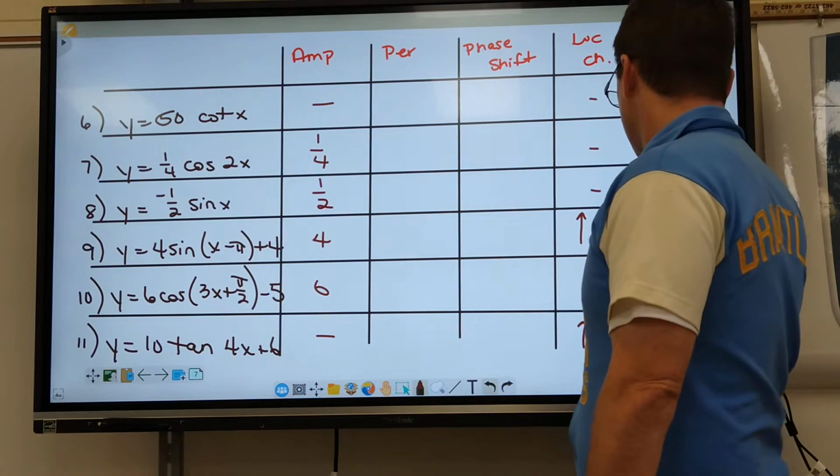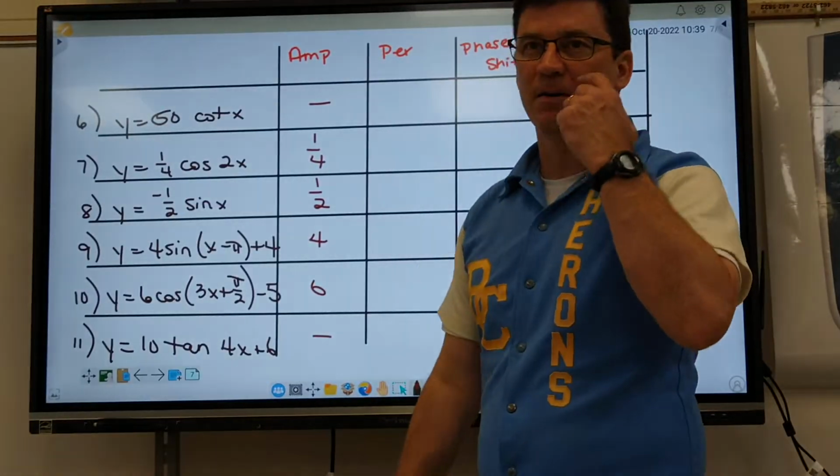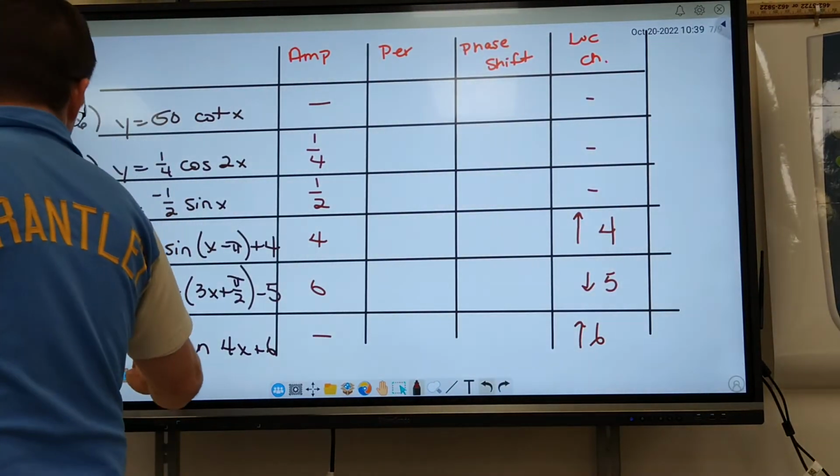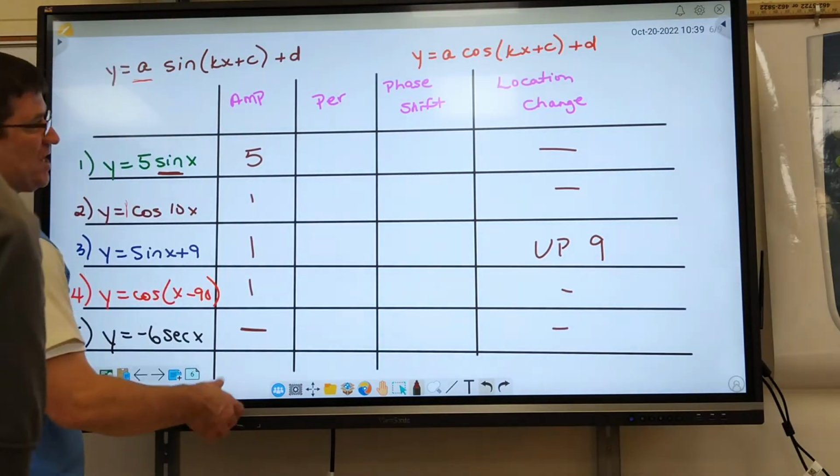Up 6, up 5, down. Y'all can finish the rest of it, right? All right, y'all got the rest of the column. I'm going back to number 1. We'll do period, which I think is the hardest one.